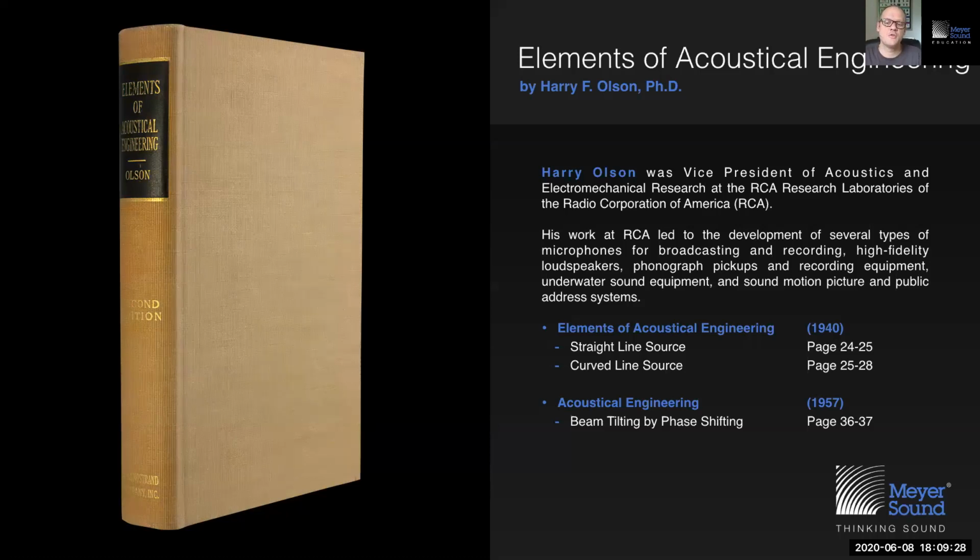And the same is true for tilting the beam by means of phase shift. In 1957, the same Harry Olson, in another book of his, already wrote about how to beam tilt by means of phase shift. So what we're about to look at is not new. It's not novel. It's mature.